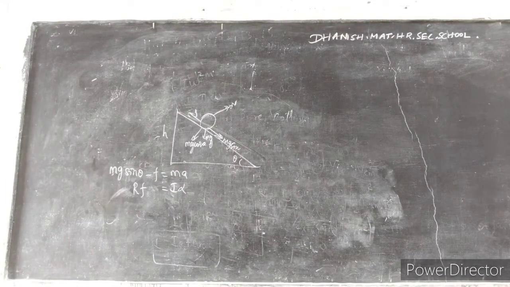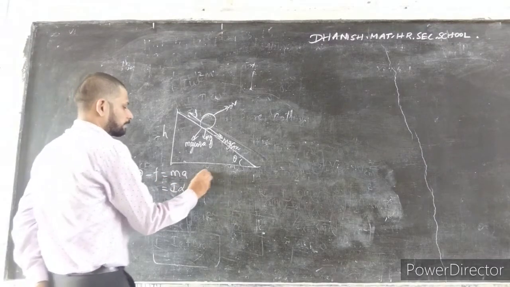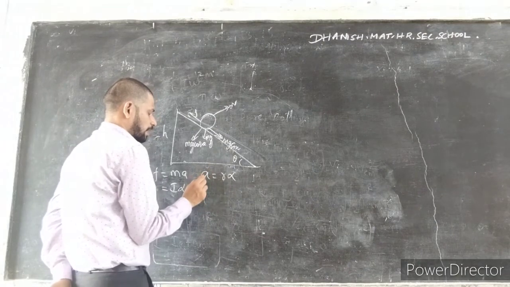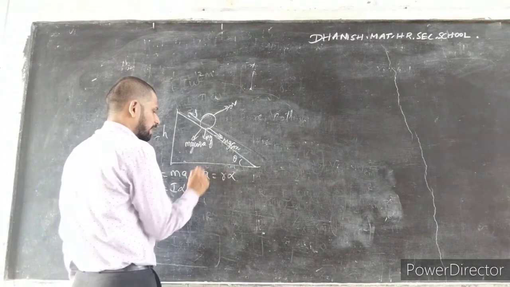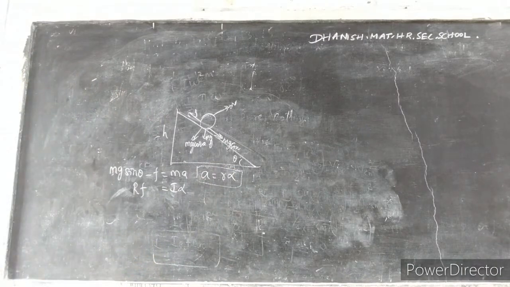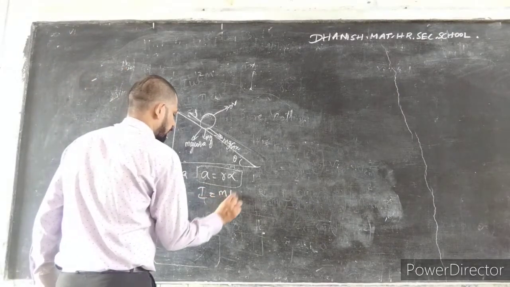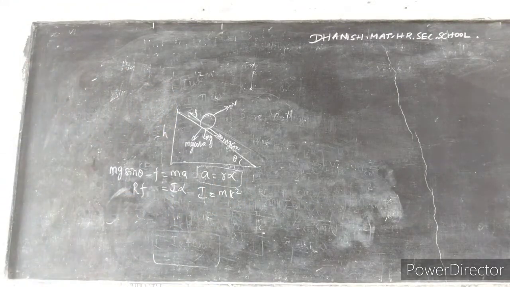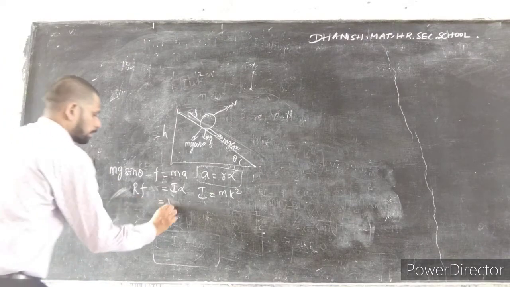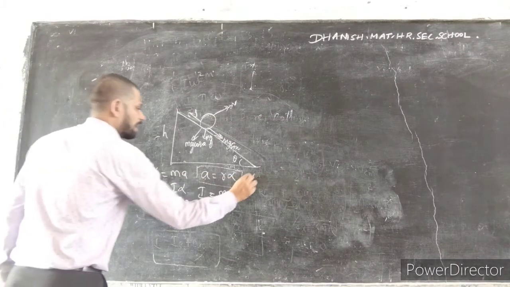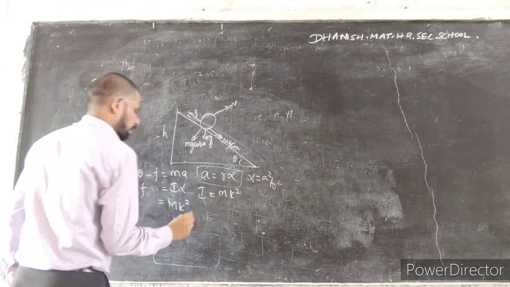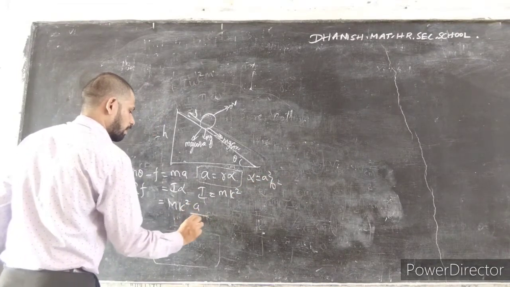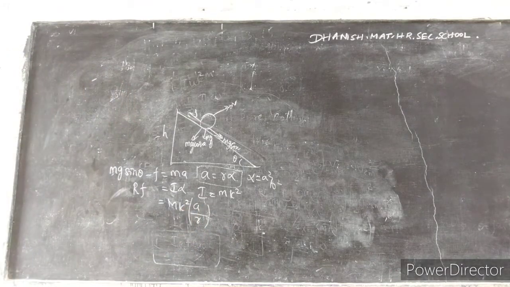Now we write the relation between the linear acceleration and the angular acceleration. I we can take as mk square, small mk square. So when we substitute that, R f will be equal to mk square alpha, and alpha equals A by R, acceleration by R. Here we have to take capital R.